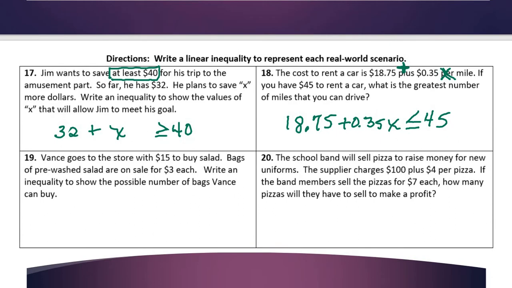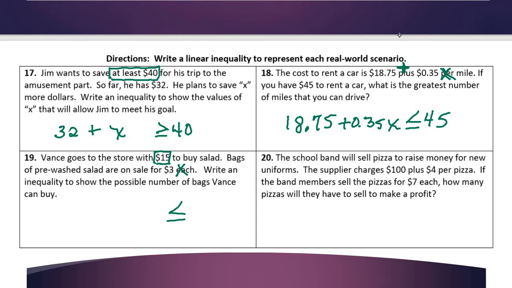Now, look at number 19. On number 19, Vance goes to the store to buy salad. And bags of pre-washed salad are on sale for $3 each. Write an inequality to show the possible number of bags Vance can buy. So he has $15 to spend, and the bags are $3 each. Now, he cannot spend more than $15.